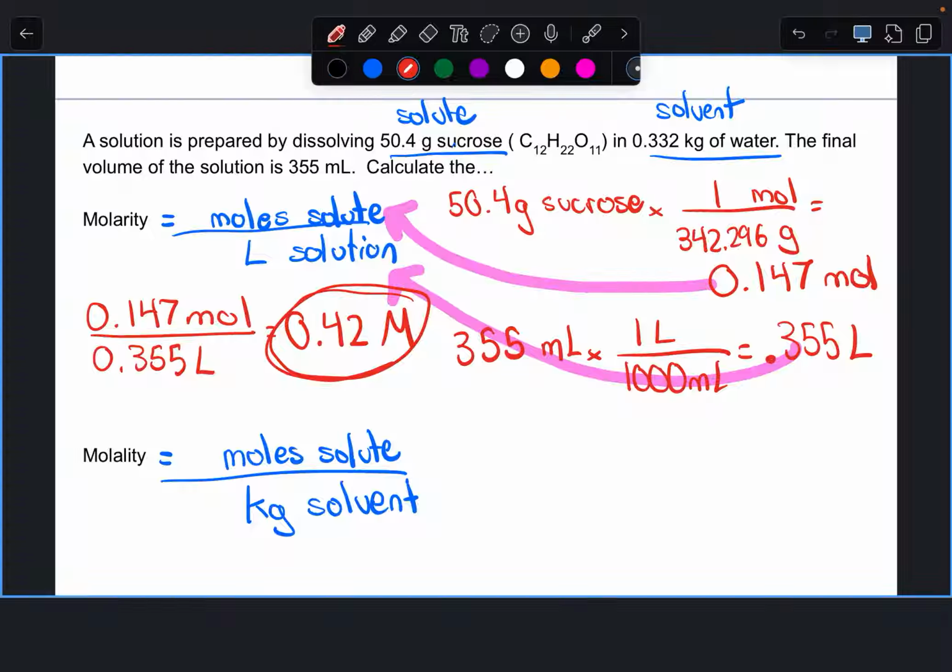Oh, no. I think I must have typed that in slightly wrong. It's 0.414 molar.